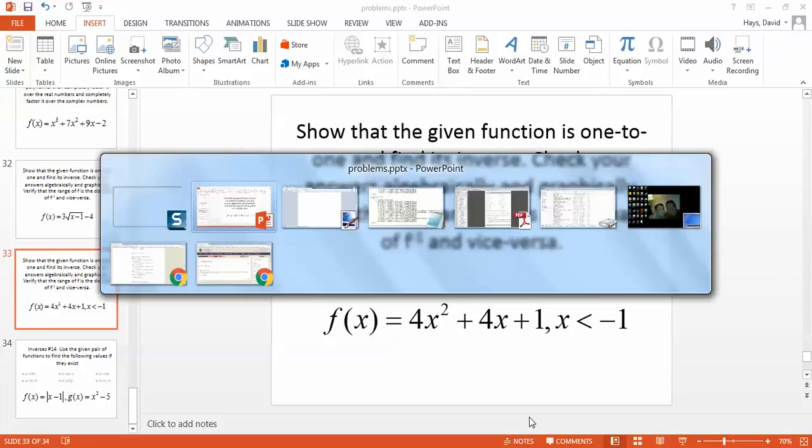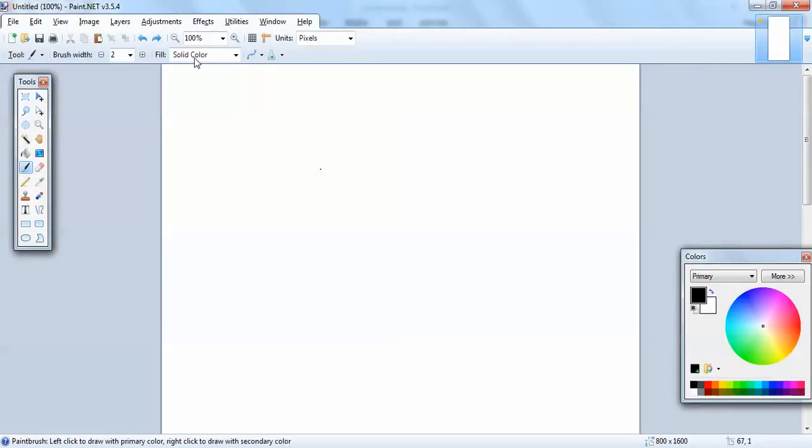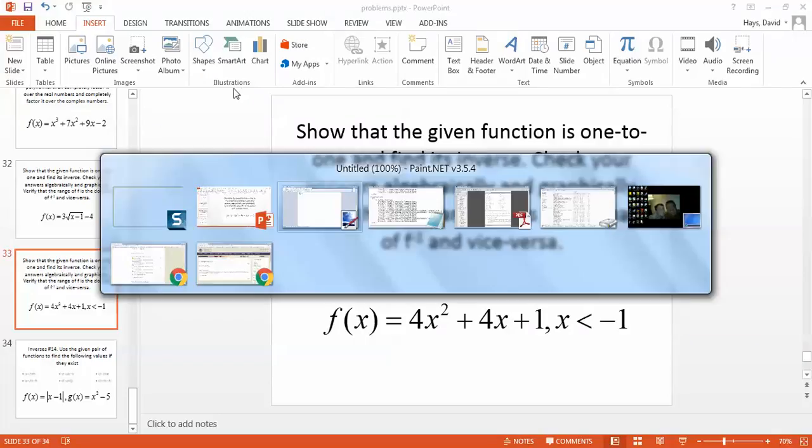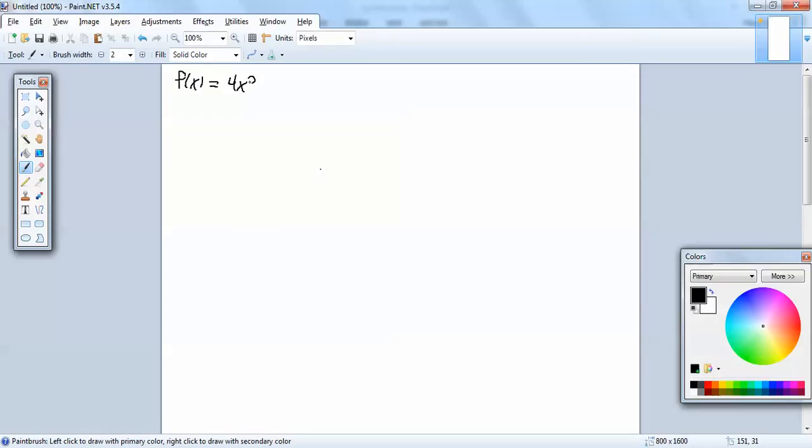Take a look at this problem. We have f of x equals 4x squared plus 4x plus 1, with x less than negative 1.